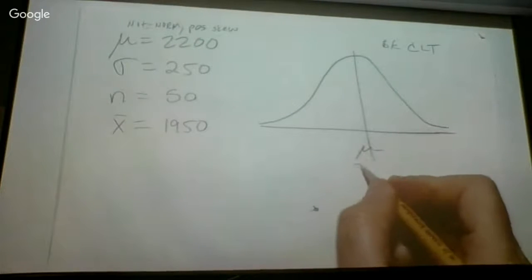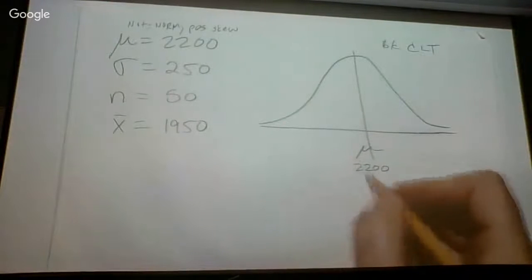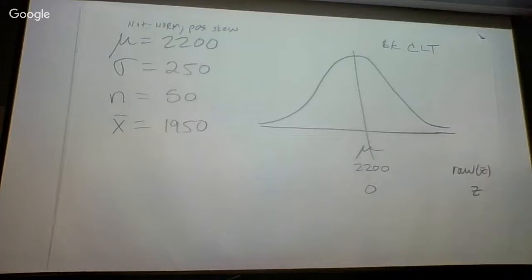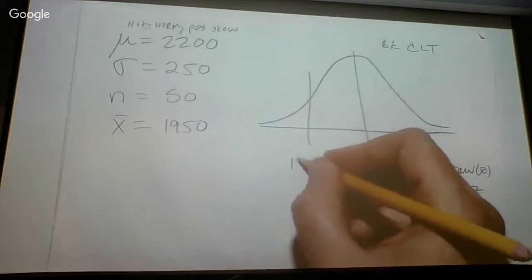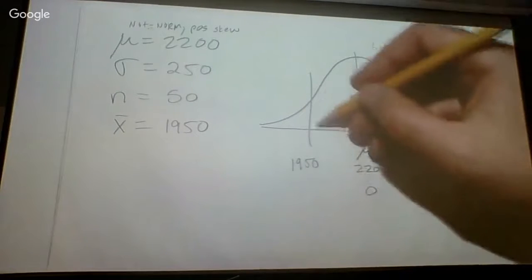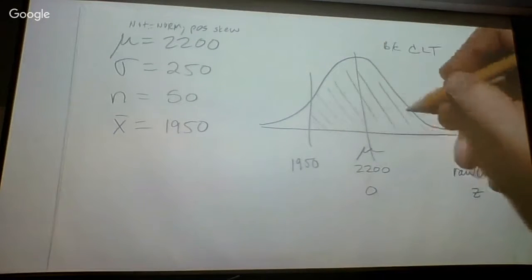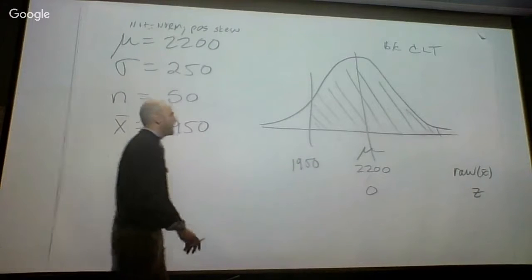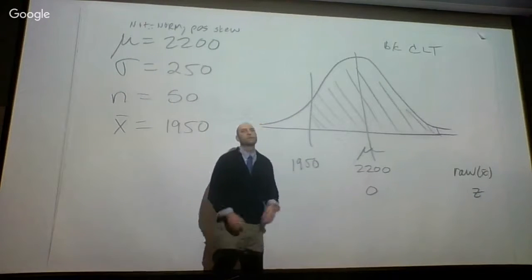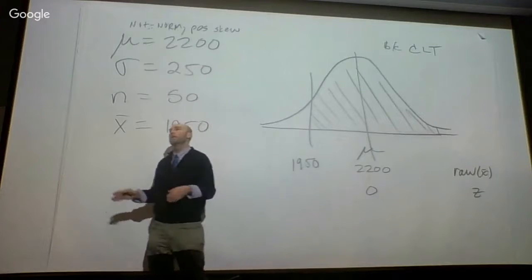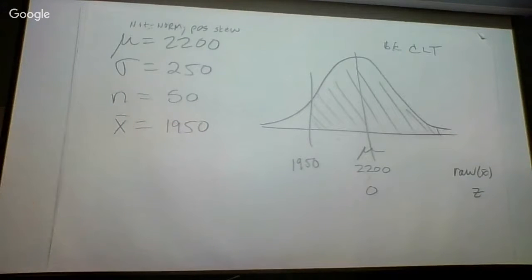Mu is in the middle, that's 2,200. Z-score for the mean is here. Somewhere over here is that mean of 1950. Now I want to know the probability of finding a mean of 50 apartments greater than 1,950. We've got to go from a raw score to a z-score to an area, and an area to a proportion.